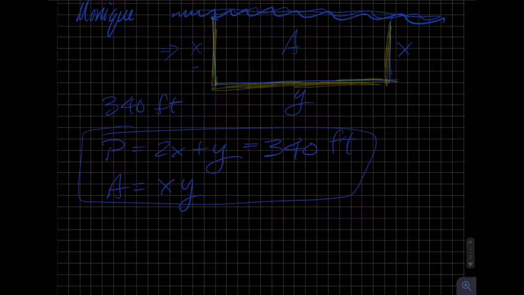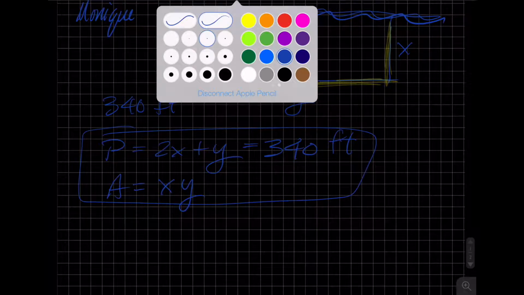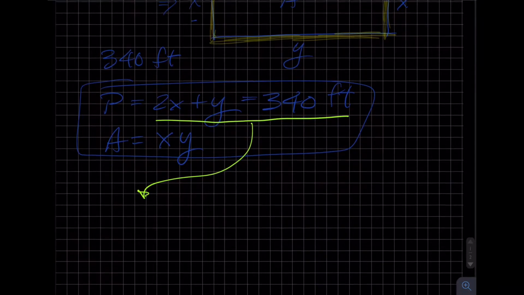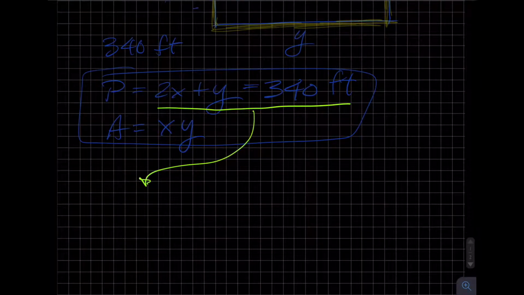So we're going to take the first equation. Let's make this a little bigger as well. We're going to take this first equation, and we're going to solve it for y, and then substitute. Could do it the other way around, but it's less complicated this way. So I'm going to subtract 2x from both sides. So I'm going to end up with y equals negative 2x plus 340.